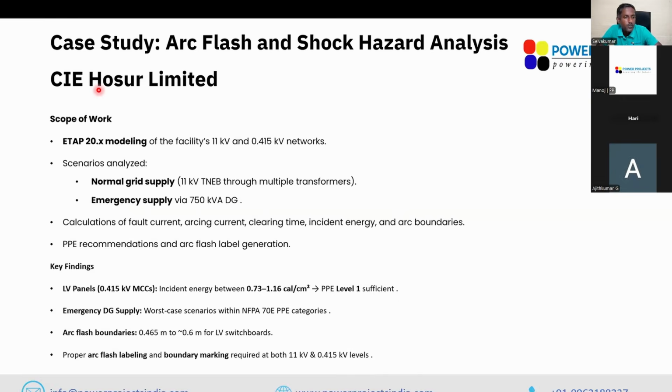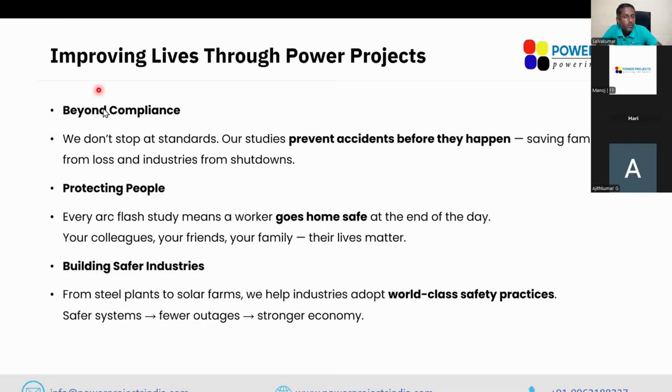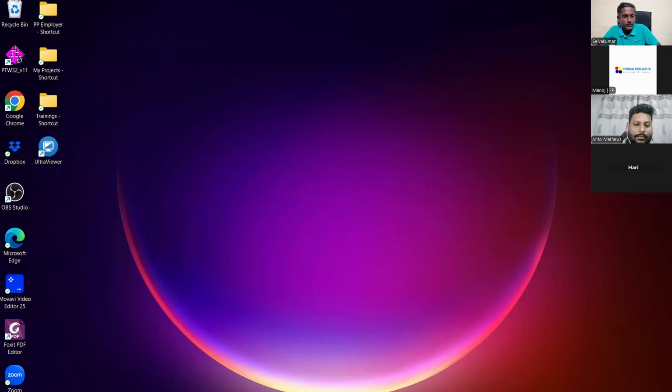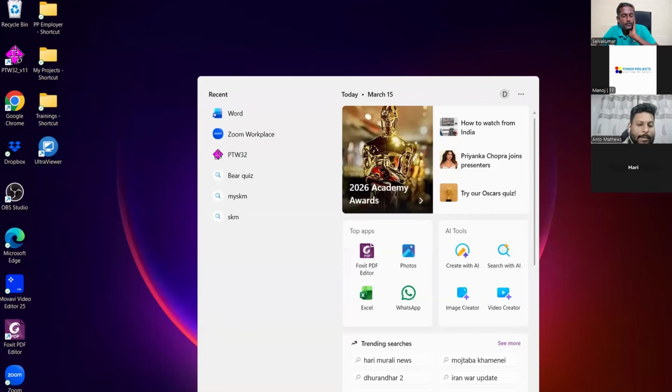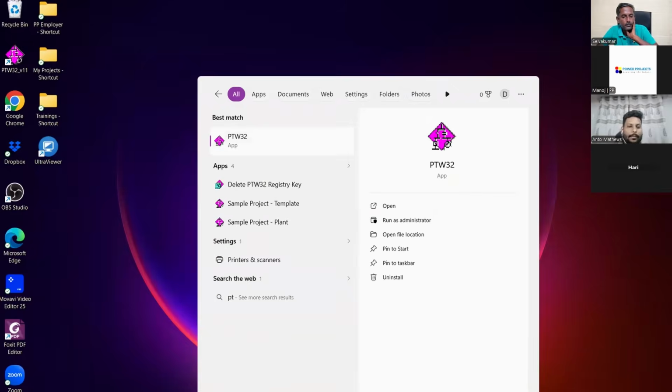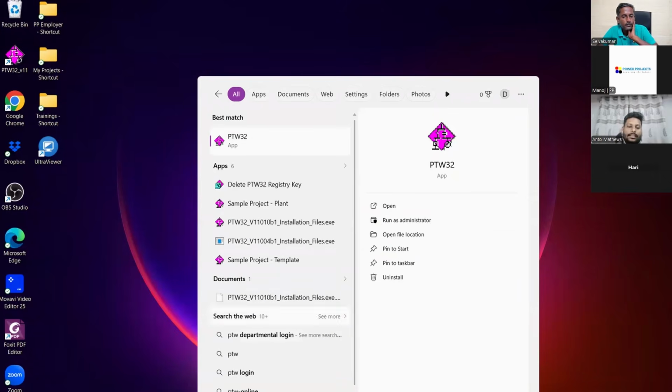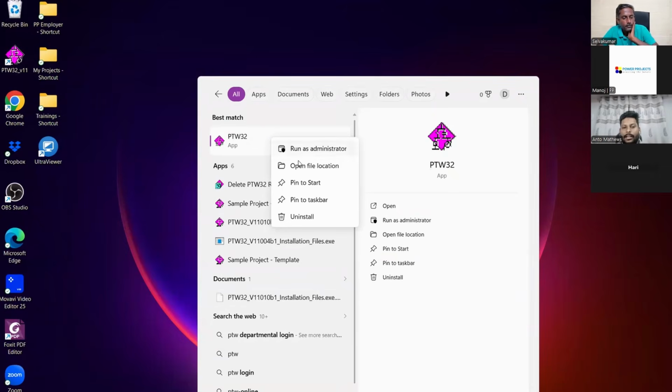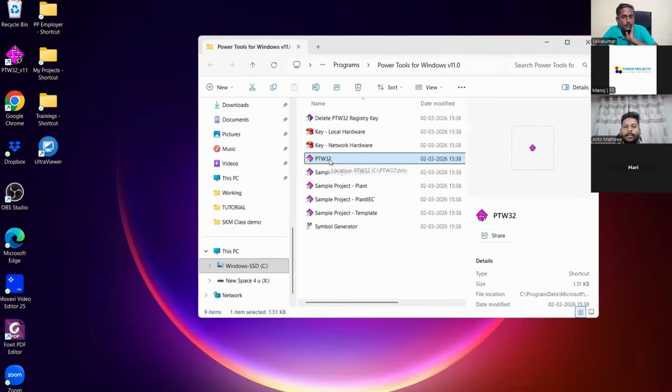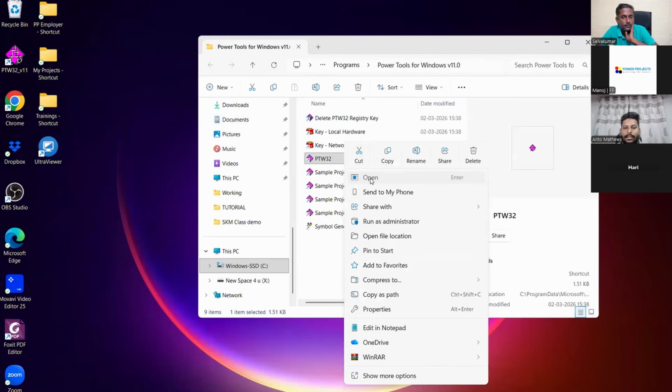It's another project, CAE Husu. I'm not really going to take much time. So SKM, it's a power tool for Windows. Whenever we are talking about SKM, it's a power tool for Windows. Whenever you have installed your SKM software, you cannot find SKM directly. You have to find the PTW, which is Power Tools for Windows. By just searching on it, or if you have a shortcut, you can click and open the file location. So the shortcut will be available. You can just click on that and open it.